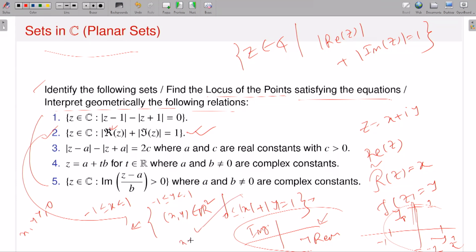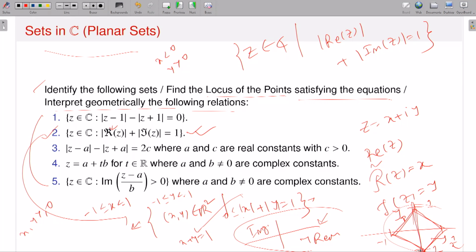This equation will give you x plus y is equal to 1, right? So what is that? This is the line, right? Similarly, suppose x is negative, y is positive, then what will it give? This will give you another line, right? And then x is positive, y is negative, it will give you this line. And if both are negative, it will give this line. So therefore, this is the corresponding set.